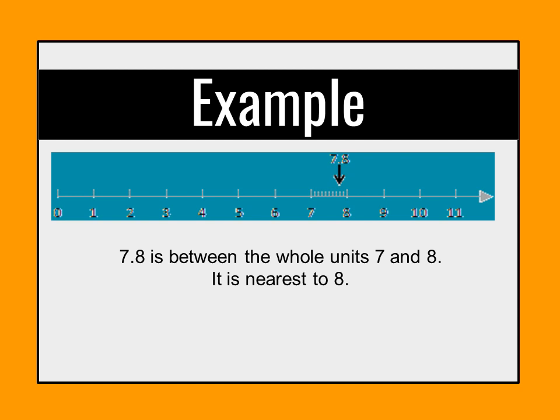Here is an example of how to round a decimal to the nearest whole number. Round 7.8 to the nearest whole number. 7.8 is between 7 and 8. Is it nearer to 7 or 8? 7.8 is 8 when rounded to the nearest whole number. 7.8 is approximately equal to 8.